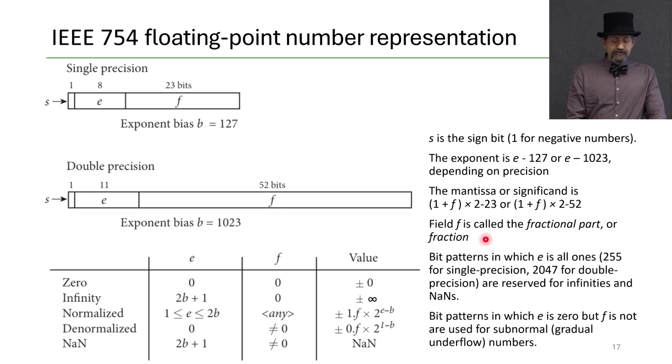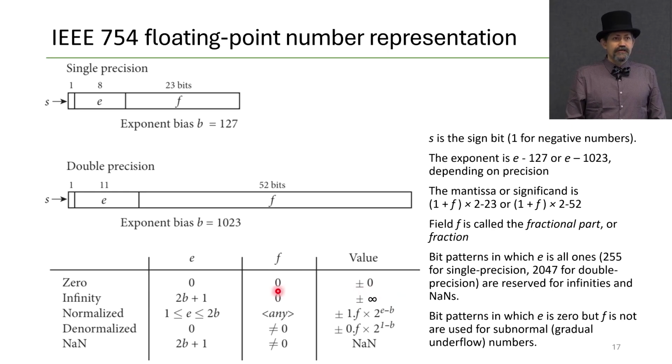There are some special patterns that are used. So naturally, 0 will be with an exponent of 0, a mantissa of 0, and we get the value 0. It turns out floating point numbers can represent plus or minus 0, which is useful for consistency of arithmetic with floating point numbers. We can also represent infinity.